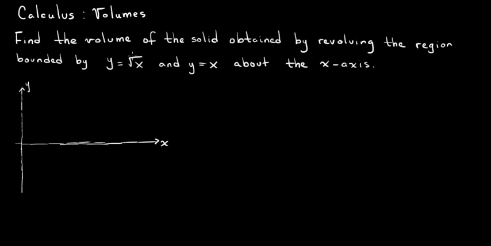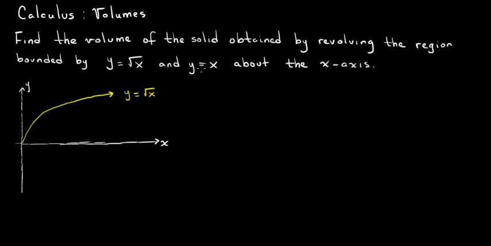So the first thing I want to do is sketch the curve y equals the square root of x, and I hope we all know by now that y equals the square root of x looks something like that. Let me make it a little bit bigger. So that's our function y equals the square root of x.